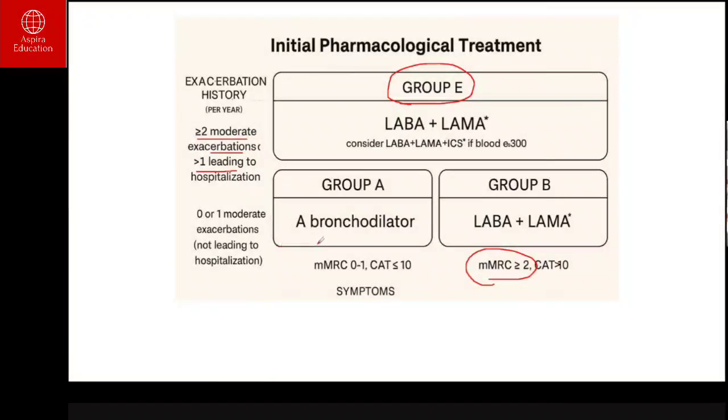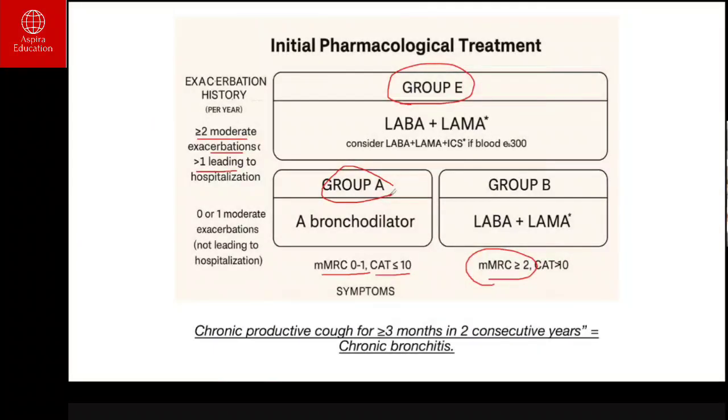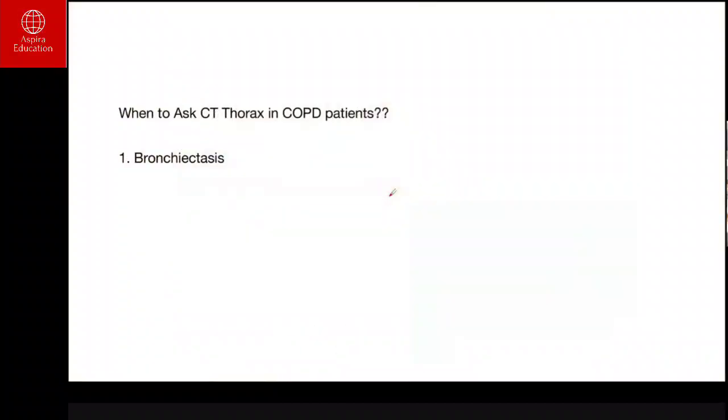If they have a mild exacerbation history, mild breathlessness and a CAT score of less than 10, they belong to group A, and they can be started with a bronchodilator, either LABA or LAMA. So there is no role of inhaled corticosteroid in mild COPD. And we can define chronic bronchitis as productive cough for more than 3 months in 2 consecutive years. So this is the classical definition of chronic bronchitis.